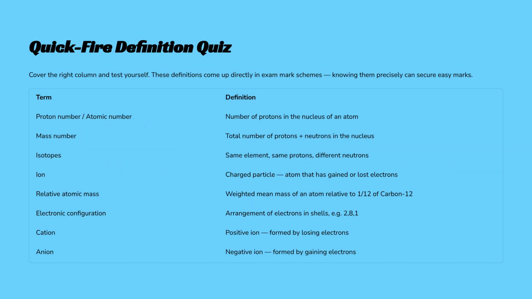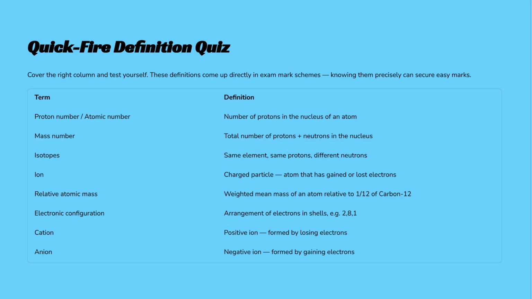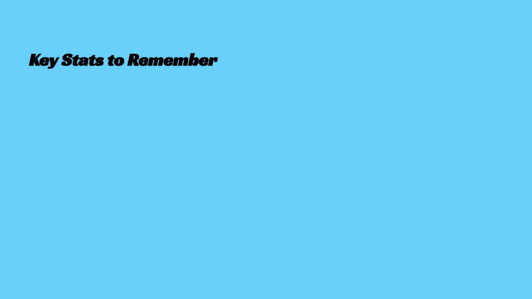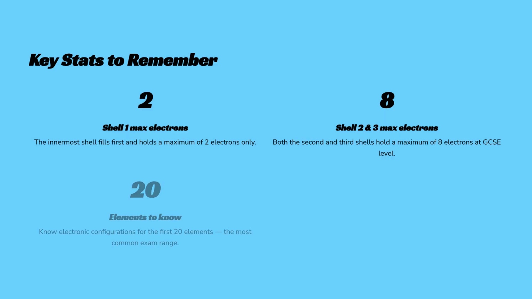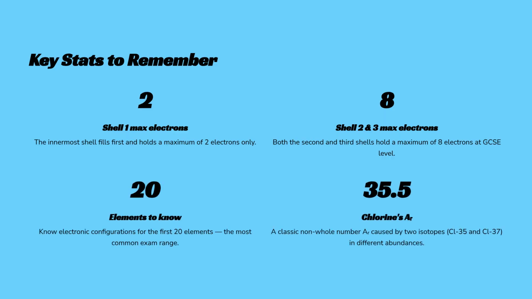Use this quick-fire quiz to test your memory of the essential definitions. Focus on giving precise, word-for-word answers for each term. Remember these key facts. The first electron shell holds a maximum of 2 electrons. Shells 2 and 3 hold 8 electrons. Know configurations for elements up to atomic number 20. And remember, chlorine's relative atomic mass is 35.5.